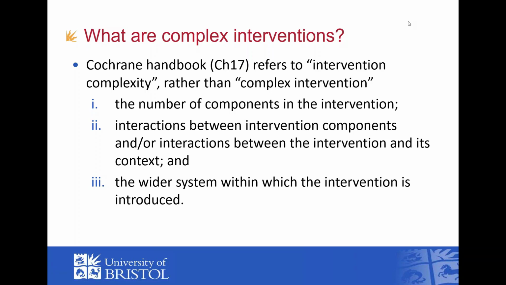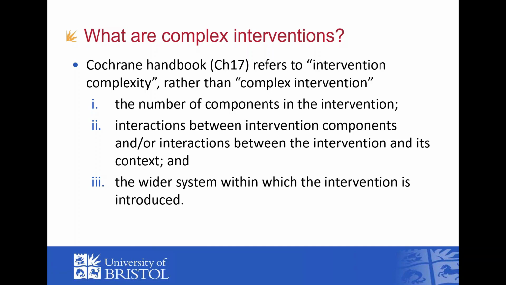And I thought it was interesting in that chapter to note that it speaks of intervention complexity rather than complex interventions. So the idea is that there isn't a dichotomy between simple and complex interventions, but rather a spectrum of complexity, and that all review authors, regardless of what our interventions or our treatments are, are going to need to consider some aspects of complexity. So even if we're doing a review of pharmaceutical interventions, we might still have to consider things like doses or titration in a drug review.